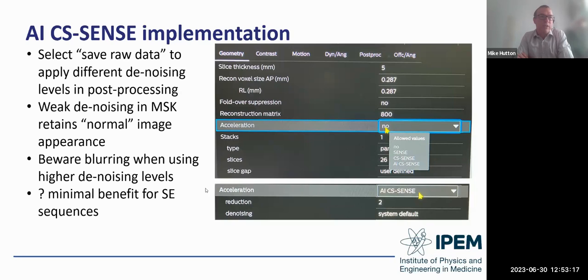Again, you need to be aware of blurring when using high denoising levels. Another finding of ours, which we're still looking into, is that there appears to be fairly minimal benefit of using AI CS Sense with standard spin echo sequences, and as soon as you start to push the reduction factor, you get a very noisy image, and it can affect the image contrast as well.